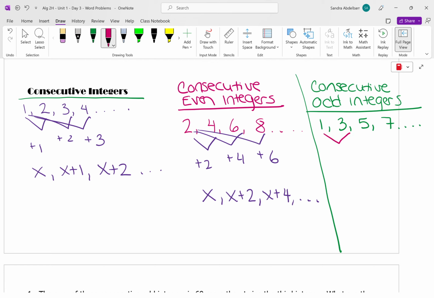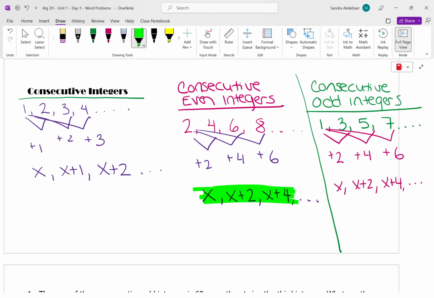Look, to get from 1 to 3, how many am I adding? 2. To get from 1 to 5, how many am I adding? 4. To get from 1 to 7, how many am I adding? 6. So the formula for consecutive odd integers is x, x plus 2, x plus 4, and so on. The same as even. The formula for consecutive even and the formula for consecutive odd are the same.